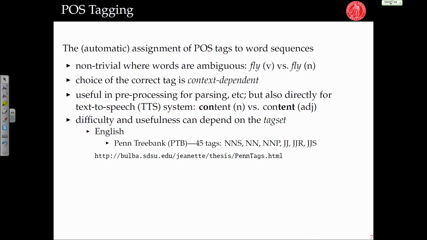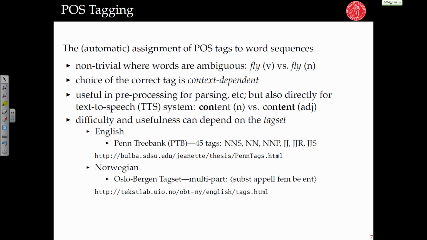So anyway, whether the problem is difficult or not, again, depends on what type of distinctions we make. Do we make the distinction between a proper noun or a common noun, etc.? And whether it's useful or not also depends on the application and these distinctions. There's also a tag set for Norwegian, but I'm not very familiar with it. But you can feel free to also investigate more on this link.